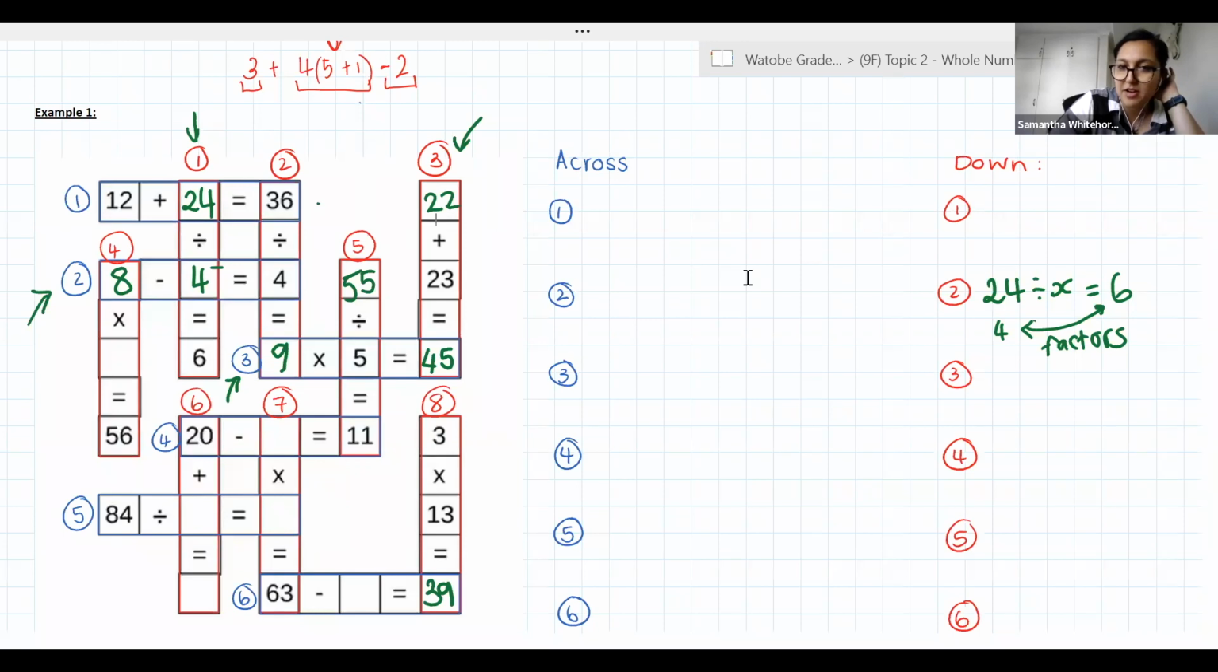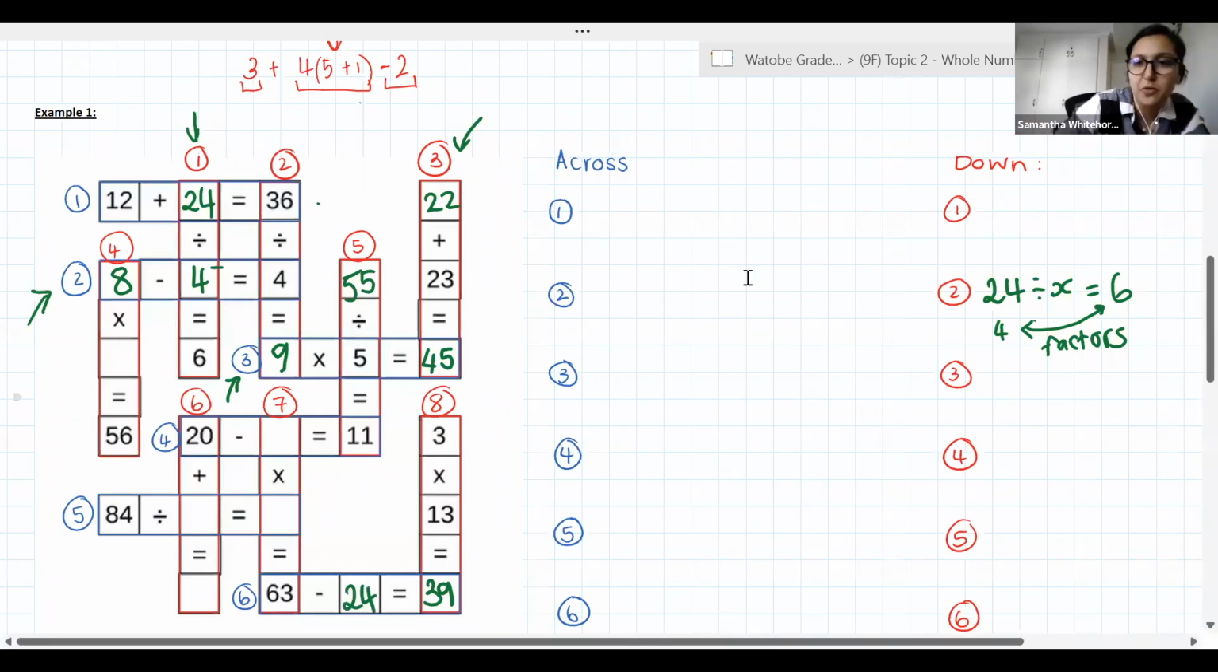Right, I'm seeing some other answers coming through in the chat and direct messages. We're all doing really, really nicely. Kibetu, do you want to try one? Yes, ma'am. Okay, which one? 6 across. Right, 6 across, right at the bottom. Tell me. So, ma'am, 63 minus 24 will give you 39. Excellent, well done. So this block here should be 24.